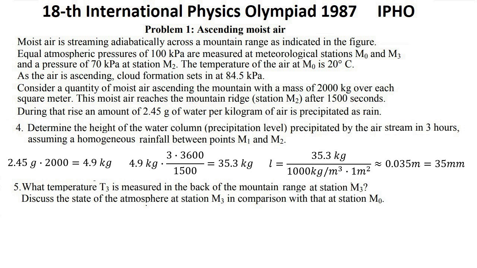Temperature T3 behind the mountain we can find from adiabatic heating, which gives T3 equal to 300 Kelvin. The air has become warmer and drier. The temperature gain is caused by condensation of vapor. This was the solution to question 5. And here we finish discussion of problem 1.